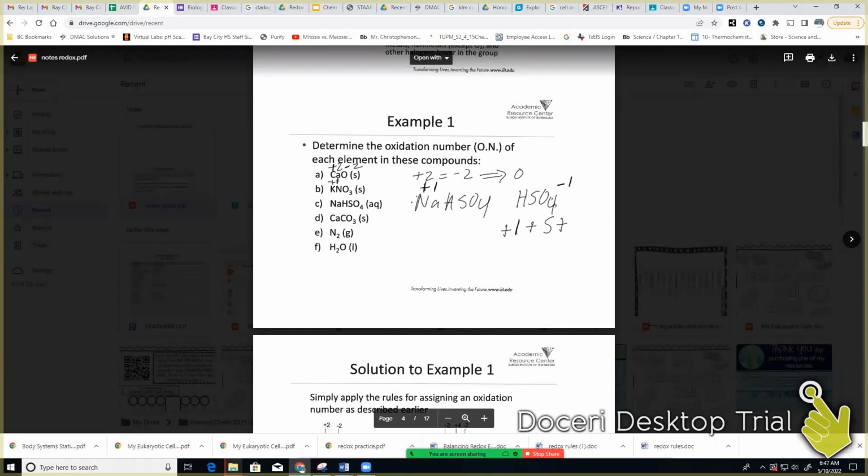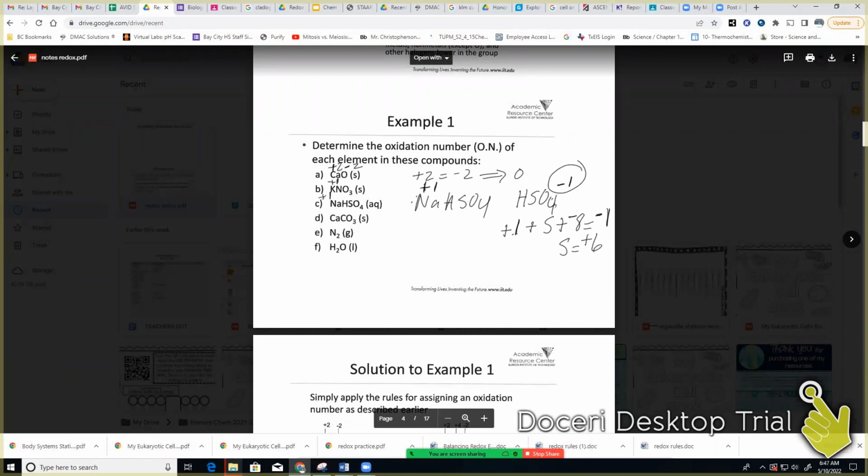So -2 times 4 is equal to -8. And all that should be equal to -1 because it's an ion, so it's not going to be equal to 0. So then I'm going to do a little math, move my numbers across. I have a -7. When I subtract that 1, I bring it over, it becomes a +7, which means sulfur is going to be a +6 in this compound. Not always a +6, but in this compound it is.